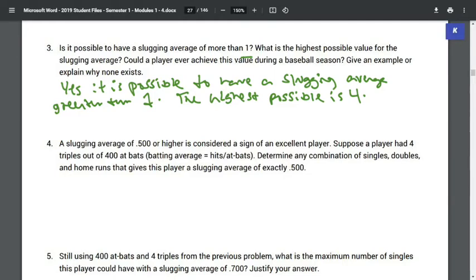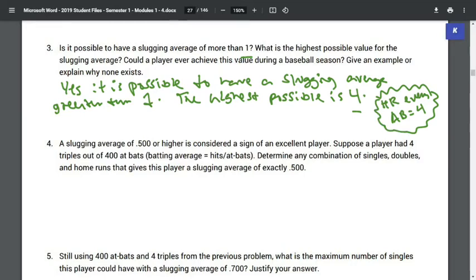To prove that 4 is the highest, hypothetically, if you have 10 at-bats and you hit a home run at every single at-bat, you'll have zeros for the singles, doubles, and triples, but you'll have 10 for the home runs. So you'll have 4 times 10, which is 40. Divide that by your at-bats, which is 10, and you're going to get 4. So if you hit a home run every single time, you can get a 4. I'll put a blurb right here: a home run every at-bat equals 4.